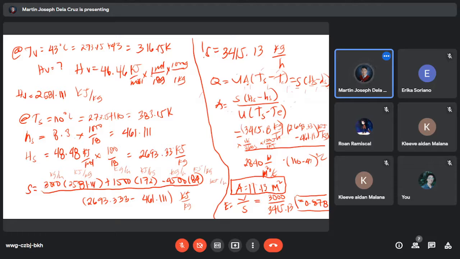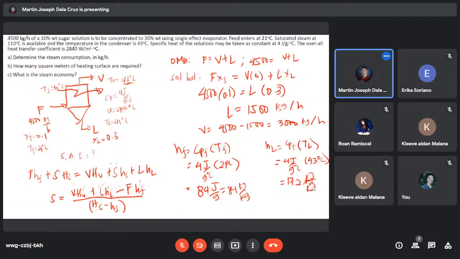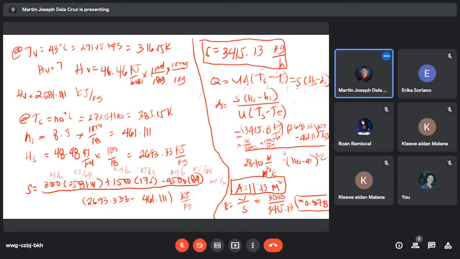So, this is our answers. So, your steam now is 3,415.13. Your area is 11.13 meters squared, and then your steam economy is 0.87. Okay, so you can copy if you want, or I'll give you 5 minutes to absorb this problem. Intake nyo muna, class. Before we proceed to another example.